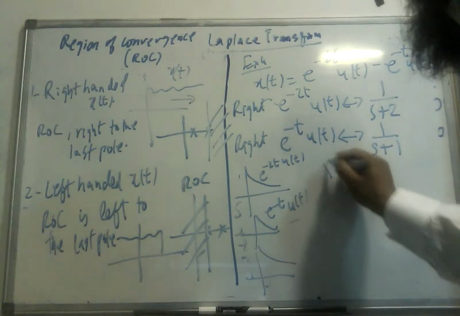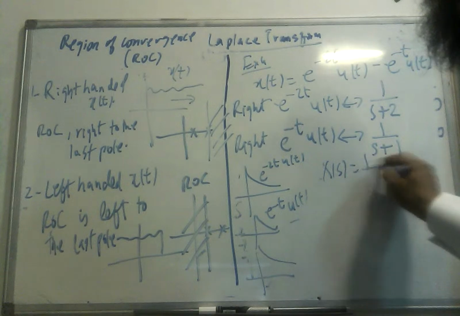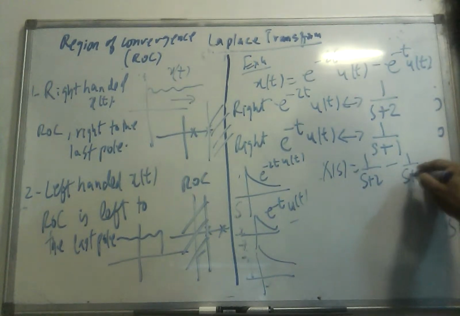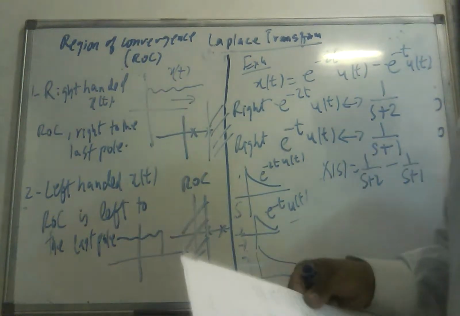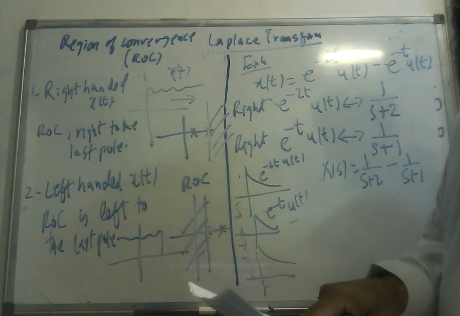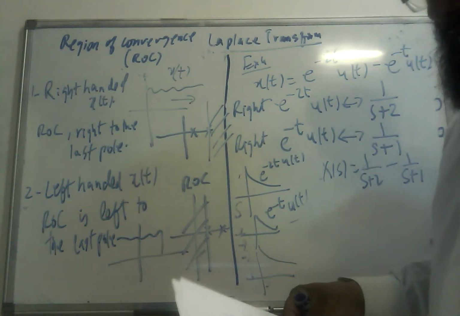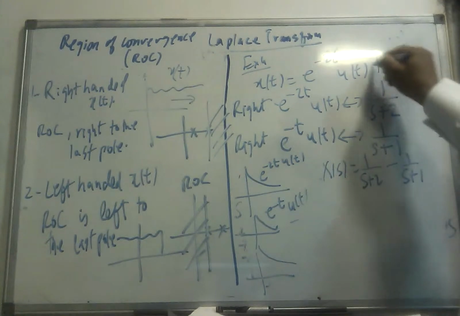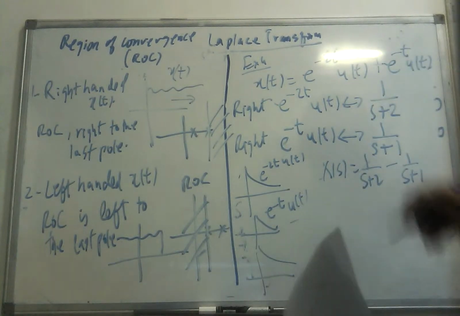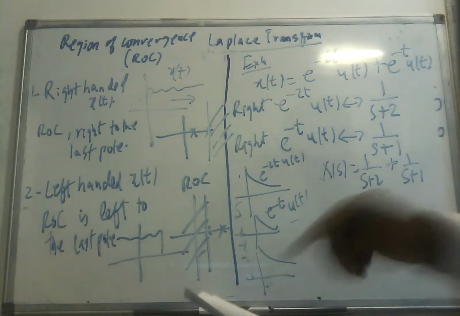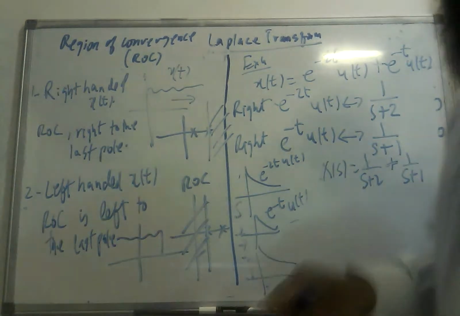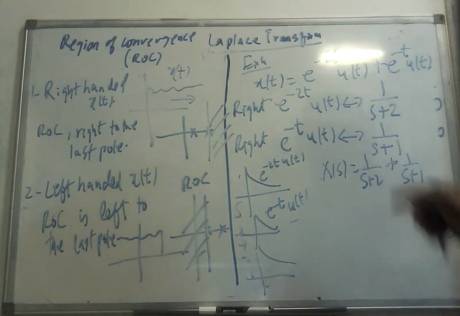So the total Laplace will be equal to 1 over s plus 2 minus 1 over s plus 1. Now in the notes, I put the positive sign, but it is actually the negative sign. Or, yes, this is plus actually. So I have plus between. There is a correction there in the question. You can change the negative to positive.